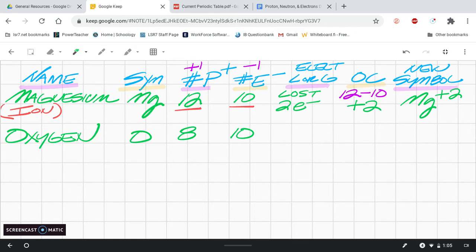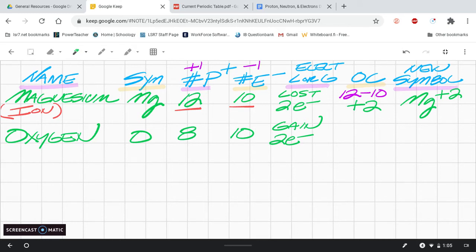So we had 8 protons. Now we have, it was 8 and 8. Now it's 8 and 10. So do we lose or gain? We gained because we have more electrons. So it's going to be gain, and that's going to be gain 2 electrons. Or you can just put gain 2.